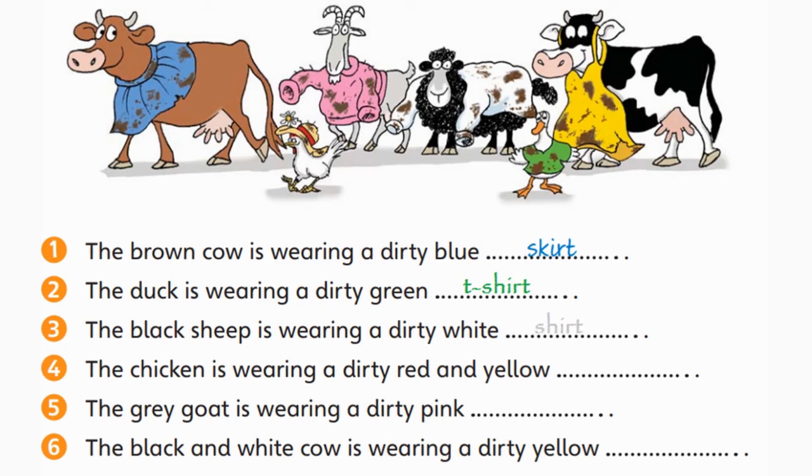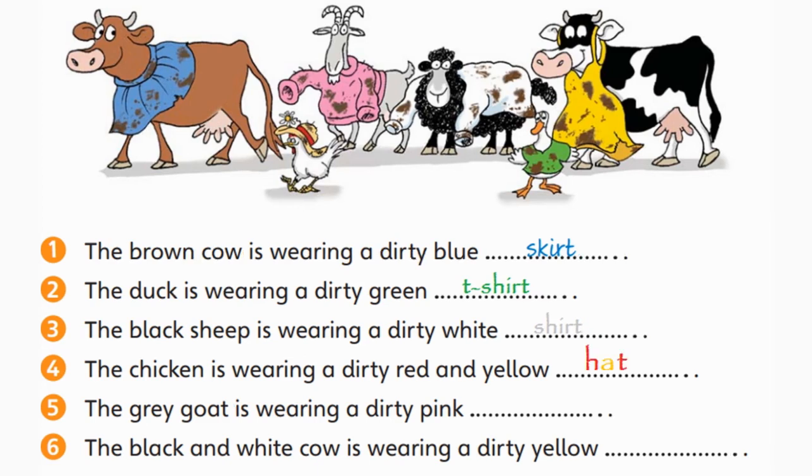What is the chicken wearing? The chicken is wearing a dirty red and yellow hat. What is the grey goat wearing? The grey goat is wearing a dirty pink sweater. What is the black and white cow wearing? The black and white cow is wearing a dirty yellow dress.